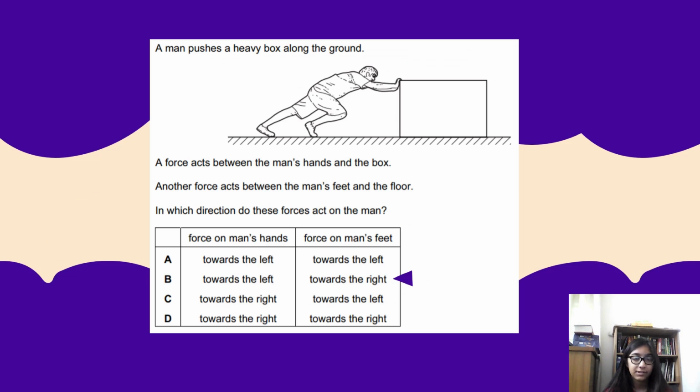A man pushes a heavy box along the ground. A force acts between the man's hands and the box. Another force acts between the man's feet and the floor. In which direction do these forces act on the man?